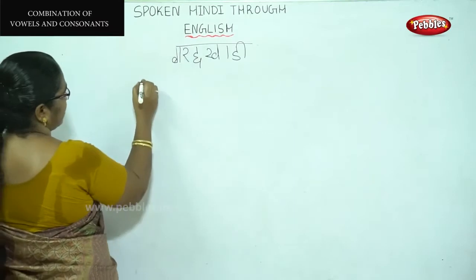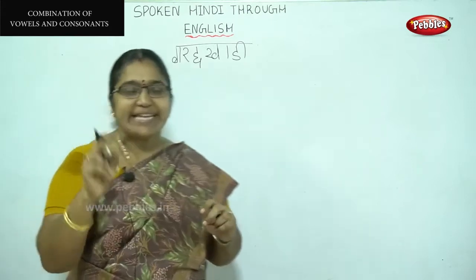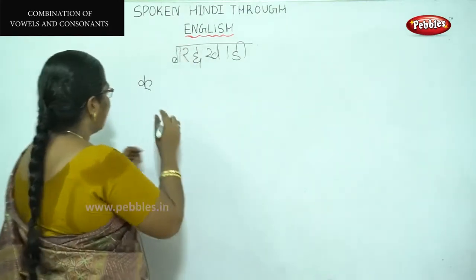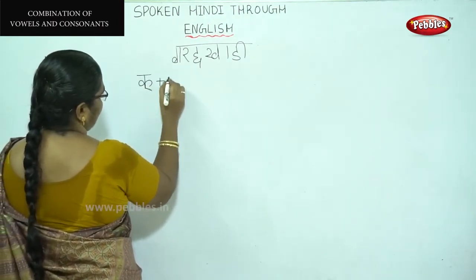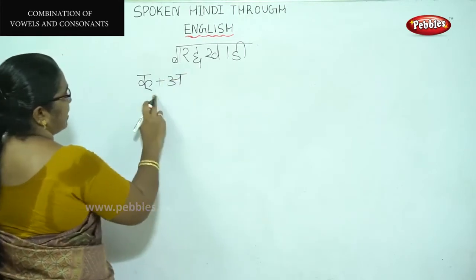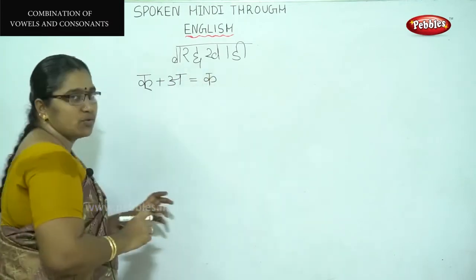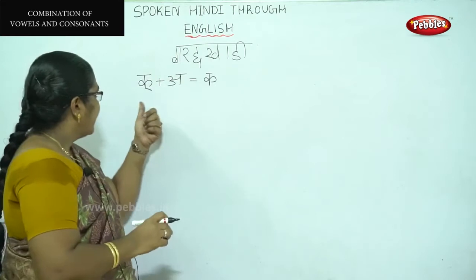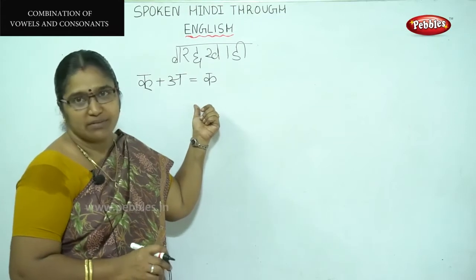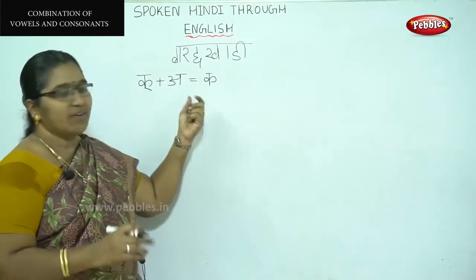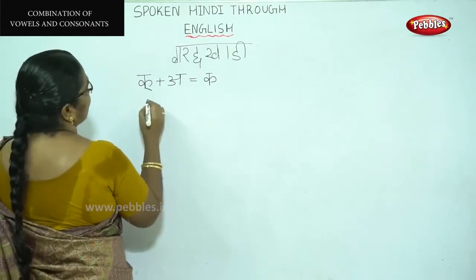For Baragadi, we have to write, if we put a small dash here, this is called ik. Ik plus a equals ka. Here is the combination of vyanjan and swar, the combination of consonants and vowels mixing. Ik plus a is ka.